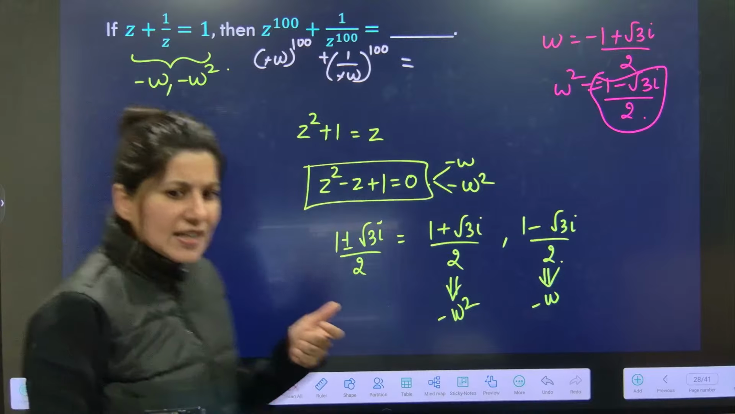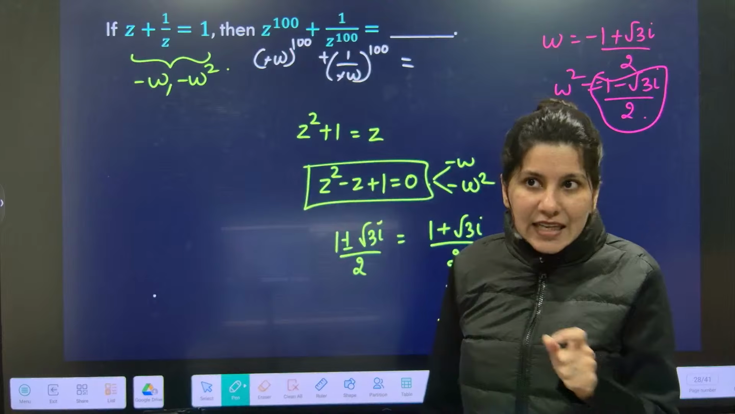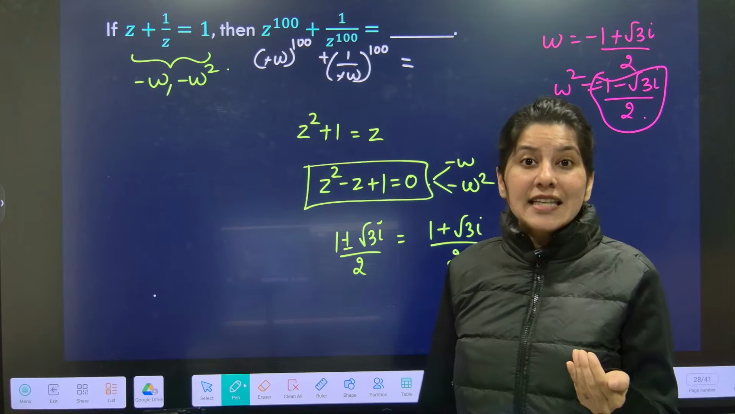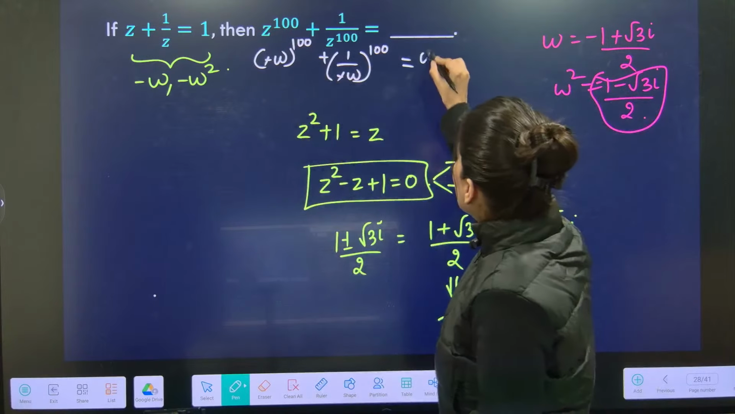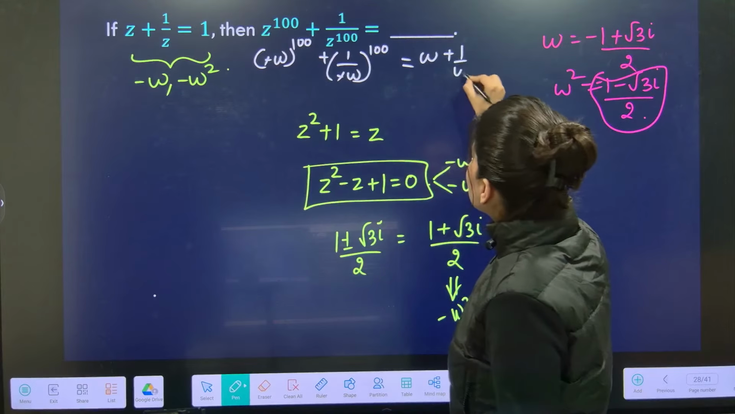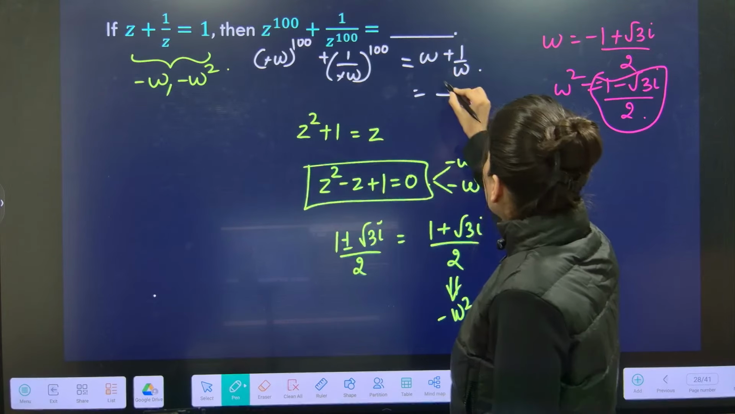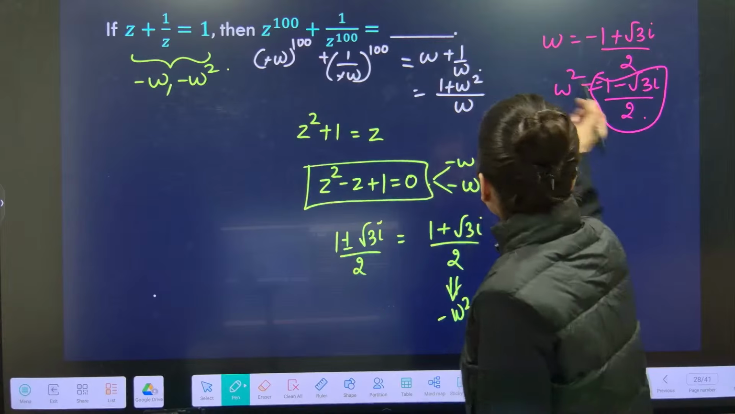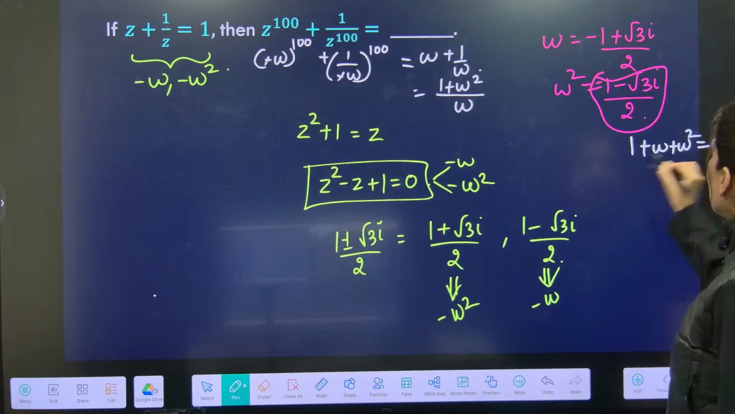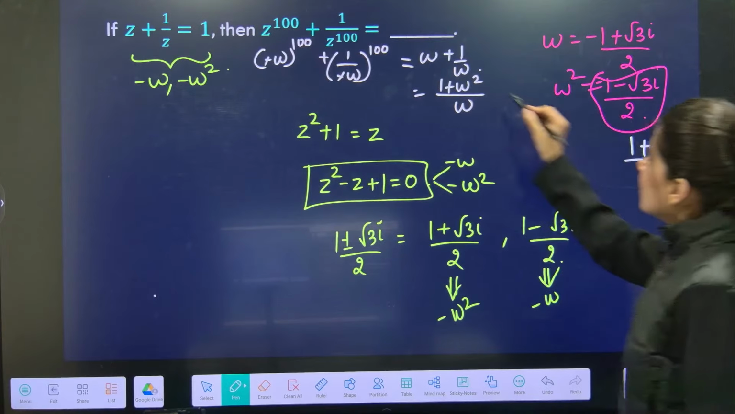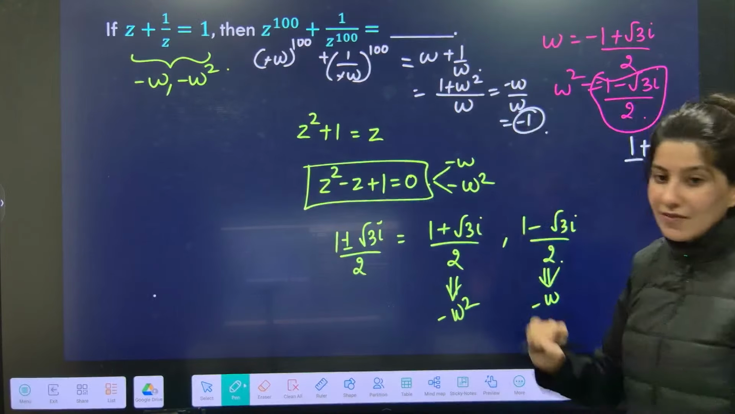So omega power 100, can anybody tell me what this is? Omega power 100 is omega power 99 times omega power 1. Omega power 99 is a multiple of 3, so its value is 1. So this is going to be omega and 1 upon omega. So this is omega plus 1 upon omega, which is 1 plus omega square over omega. One more thing, 1 plus omega plus omega square is 0, so 1 plus omega square is minus omega. So minus omega upon omega is going to give you minus 1 as the final answer.